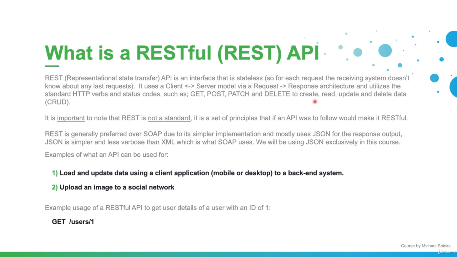The API usage is hidden from the user, as a client application carries out the necessary actions using the APIs on the user's behalf. Example usage of a RESTful API to get user details of a user with an ID of 1 is GET /users/1. The /1 is the user ID.